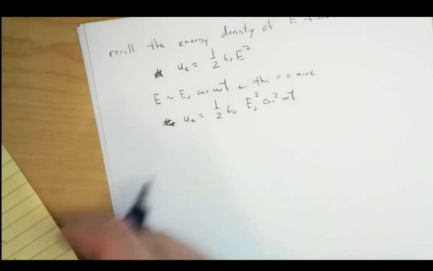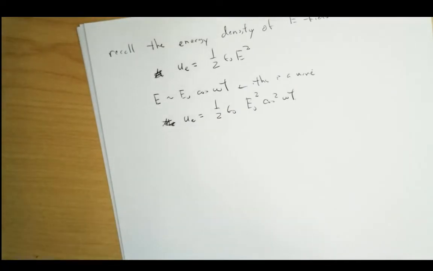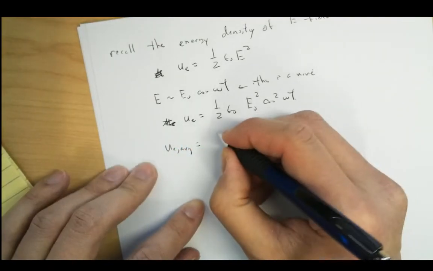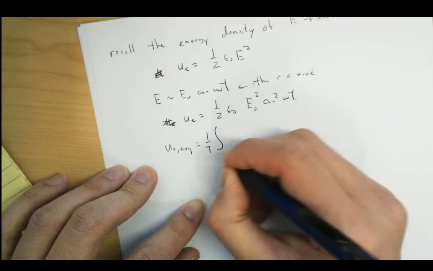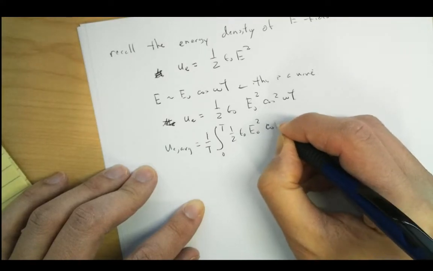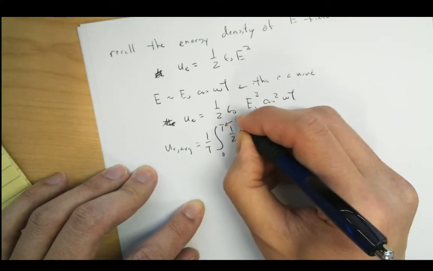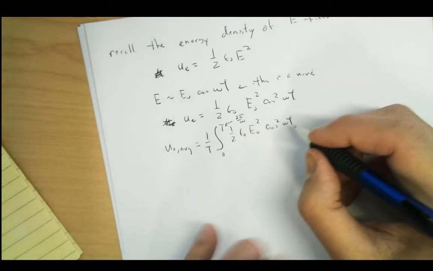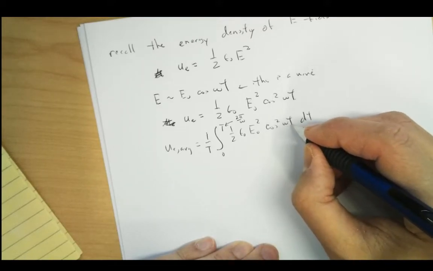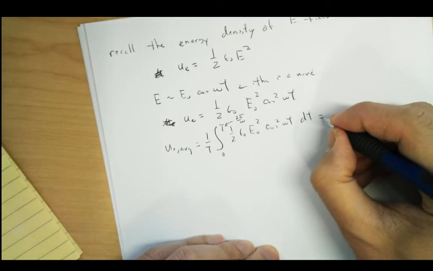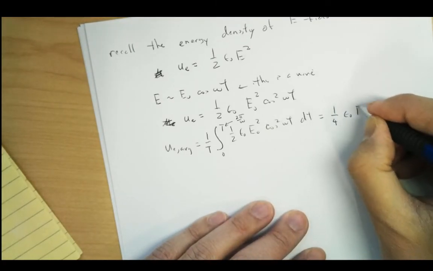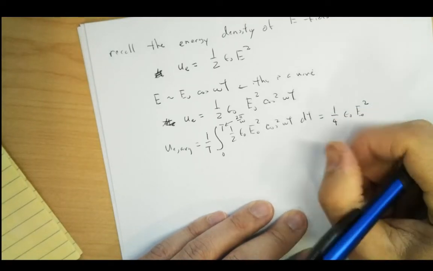And so when you want to get what the average power is going to look like, UE average, well, that's just the integral of this thing, 1 over T, 0 to T, of 1/2 epsilon 0 E0 squared cosine squared omega t, where T is just 2 pi over omega. You've done this integral so many times that you know cosine squared omega t will just turn into a 1/2. So that's just a 1/2 times a 1/2, 1/4 epsilon 0 E0 squared, okay?